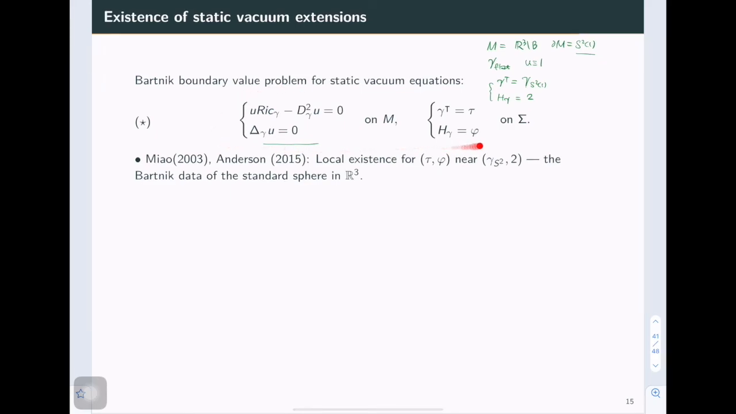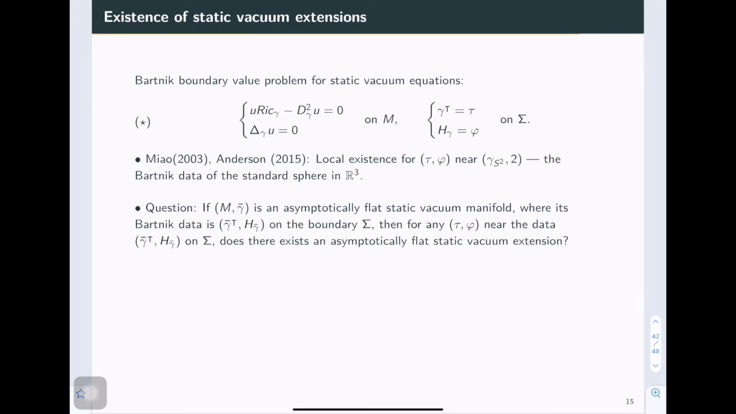If we consider this boundary value problem with arbitrarily prescribed Bartnik data tau and phi here, then for a long time the only known existence result for this boundary value problem was that if the prescribed data is near the standard Bartnik data on the unit sphere, then there always exists a solution. This result was first proved by Miao under a reflectional invariance condition for this Bartnik data, and then proved by Anderson by removing that reflectional invariance condition.